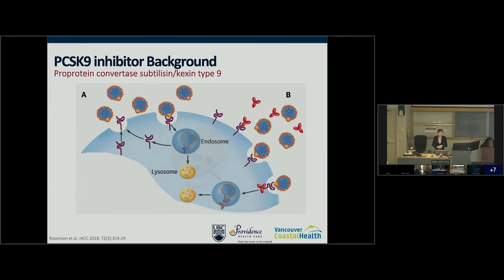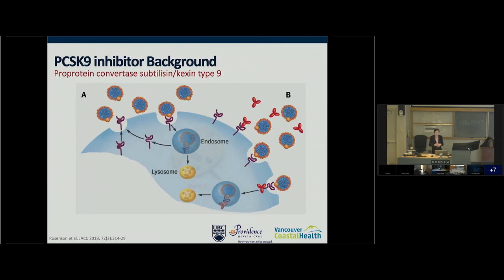Sorry if this is too much of a review, but if you look at the picture, the left side, the A side, that would be the ideal situation. The little purple structures are the LDL receptors on the surface of the hepatocytes. The big circular things represent the LDL particles. Now, if the LDL particle binds to the LDL receptor, that gets endocytosed into the hepatocytes and then degraded in the lysosome. And the LDL receptor is then recycled back to the surface of the hepatocyte, where it can mop up more LDL particles. So that's the ideal situation.